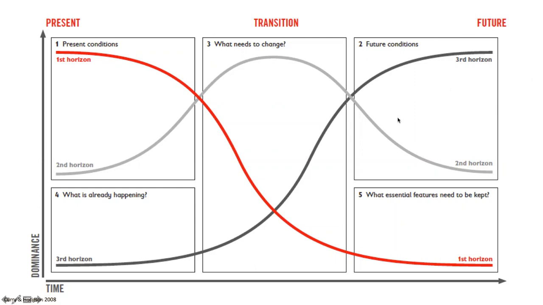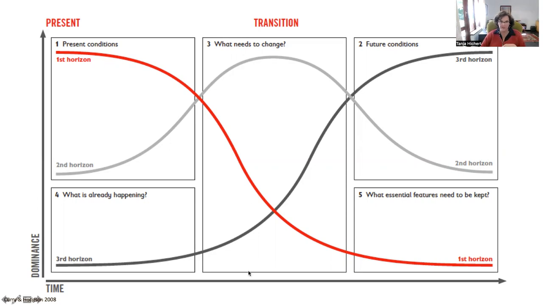That's the third horizon. So the first horizon, this is where the Three Horizons comes in, is the present conditions. The third horizon is future conditions. Often we work with preferred futures here. And the second horizon, of course, is how you shift from what is dominant now to what we'd like to be dominant in the future.